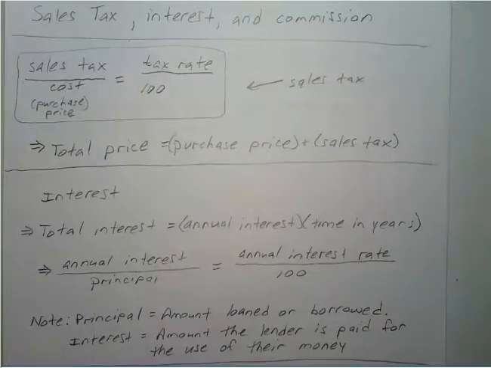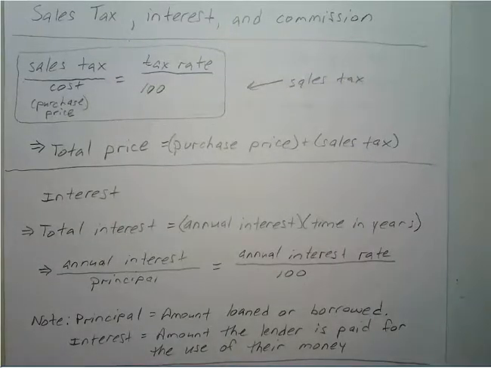So if you borrow $10 and you pay back $11, then the interest paid back was $1, because you paid back a little bit more than you borrowed in order for the person that loaned you the money to make a profit.